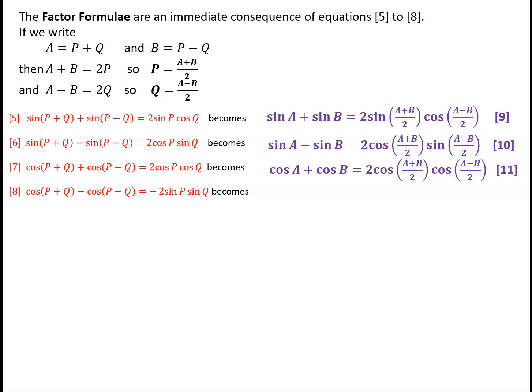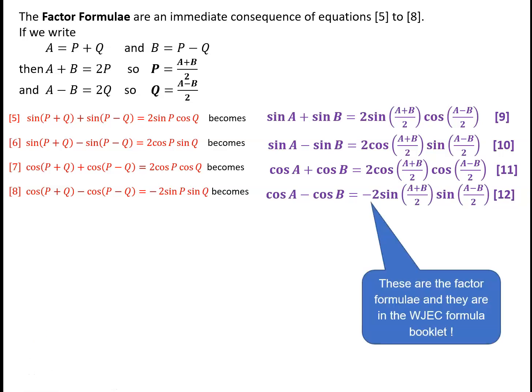And then finally, cos(p+q) − cos(p−q) = −2 sin p sin q becomes cos a − cos b = −2 sin((a+b)/2) sin((a−b)/2). Now these are the factor formulae. So equations 9, 10, 11 and 12 are the factor formulae, and you'll be pleased to hear that they're actually given in the formula booklet that you'll be given for use in your exams.